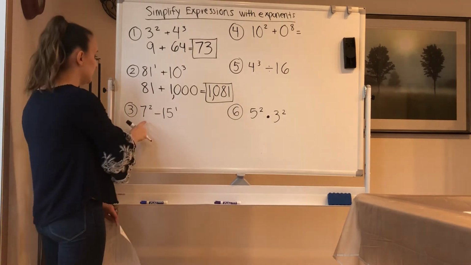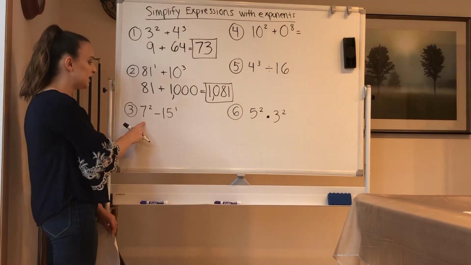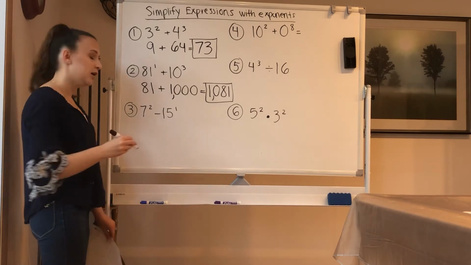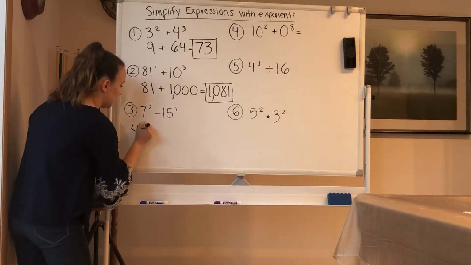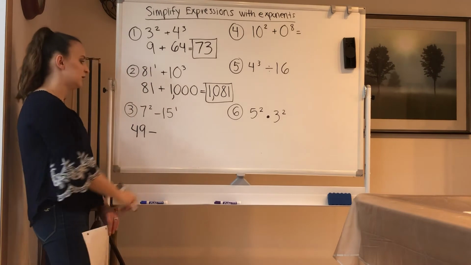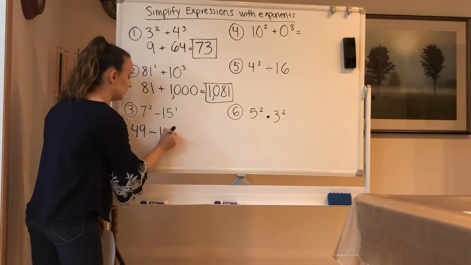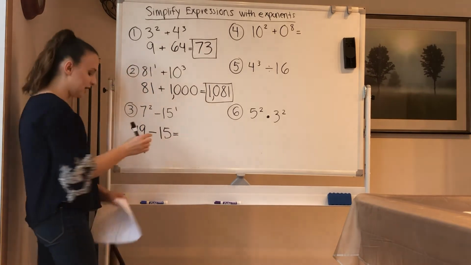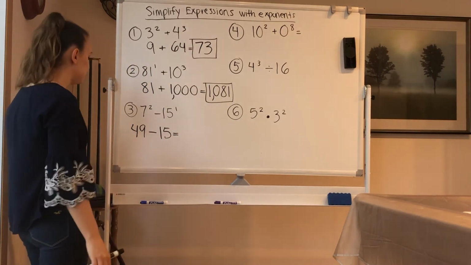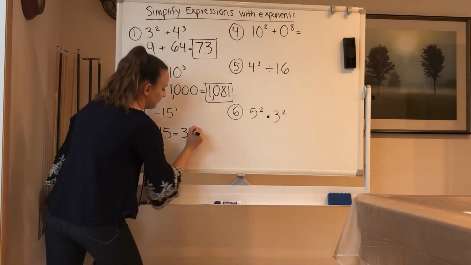Next, 7 squared. 7 squared is 7 times 7. 7 times 7 is 49. Minus 15 to the first. 15 to the first is just 15. So 49 minus 15, and that's 34.